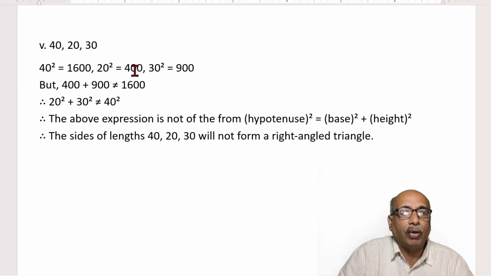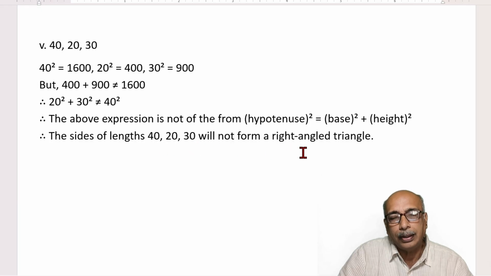Next, 40, 20 and 30. 40 square is 1600, 20 square is 400, 30 square is 900. So 400 plus 900 is not equal to 1600. Therefore 20 square plus 30 square is not equal to 40 square. Therefore the above expression is not of the form hypotenuse square equals base square plus height square. Therefore the sides of lengths 40, 20, 30 will not form a right angle triangle.